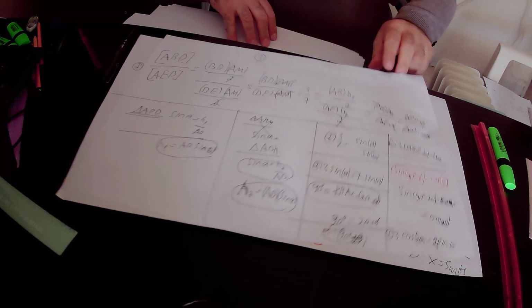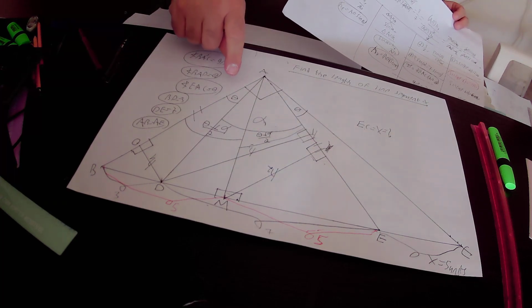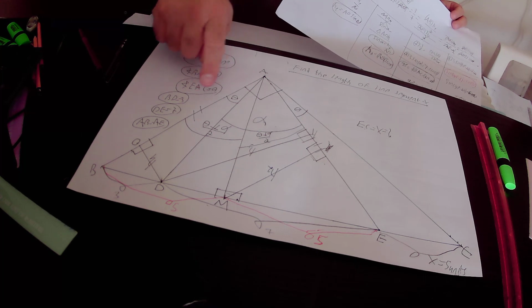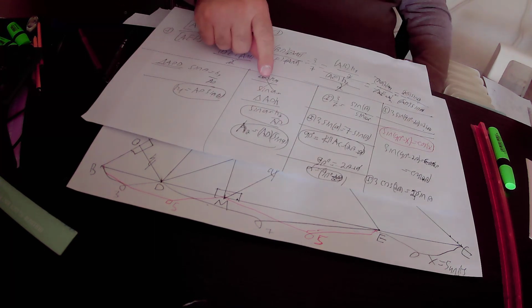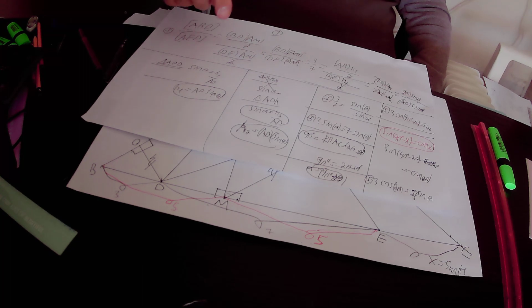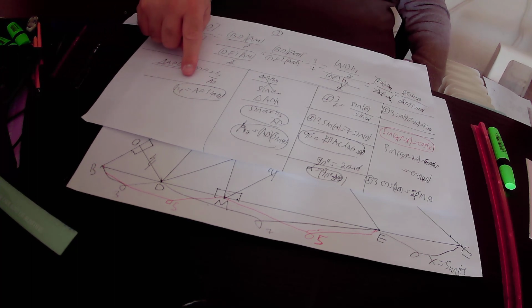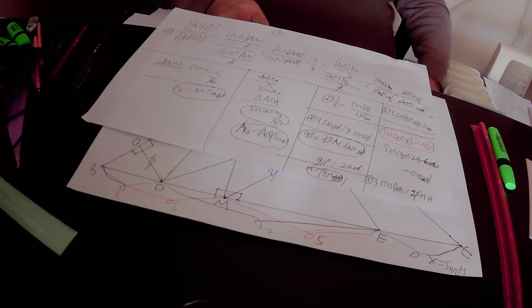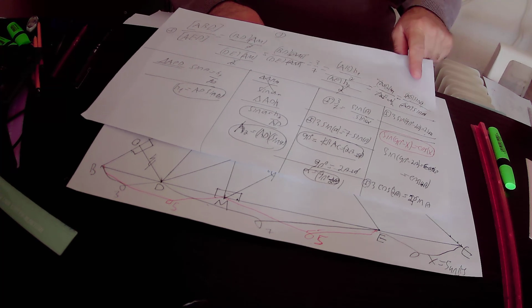Now we have to find out the value of H1 and H2. Here in the right triangle ADO, sine theta equals H1 over AD. We multiplied this equation by AD, and we found out that H1 equals AD times sine theta. So we put the value of H1 here: H1 equals AD times sine theta.